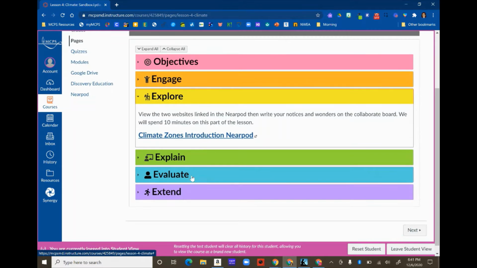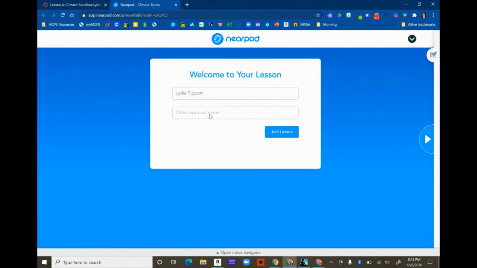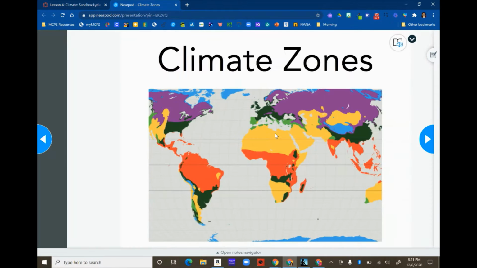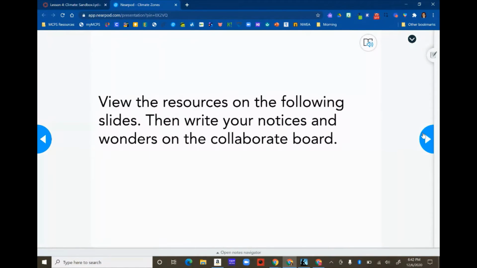Then for the explore section, they go to a Nearpod. So because this Nearpod was embedded in Canvas, it already populates their name. So they just have to click join lesson. It has Microsoft Immersive Reader built in. The directions are view the resources on the following slides, then write your notices and wonders on the collaborate board.